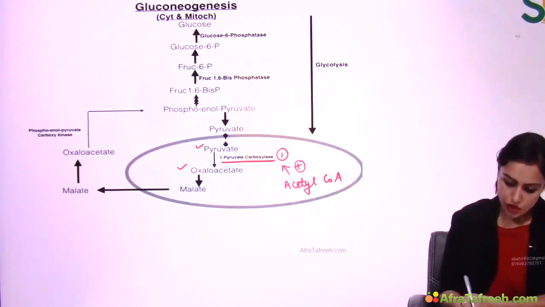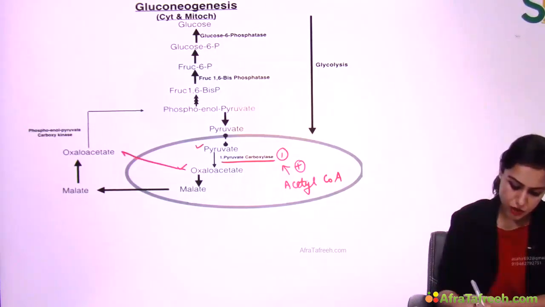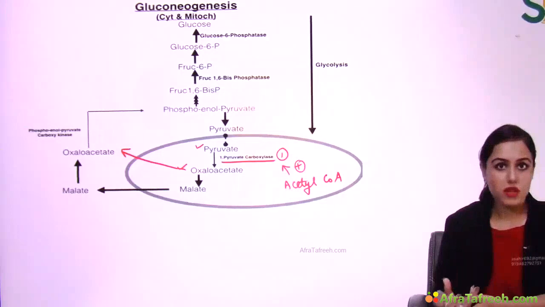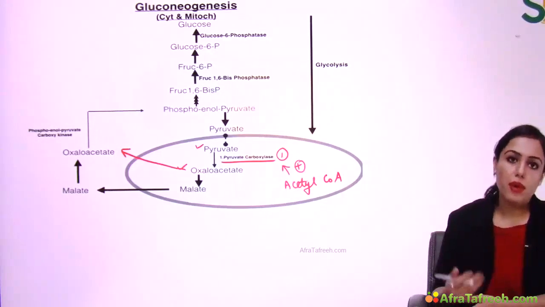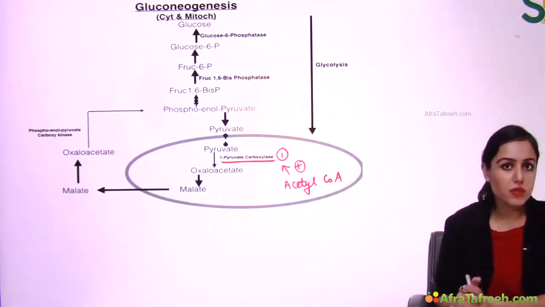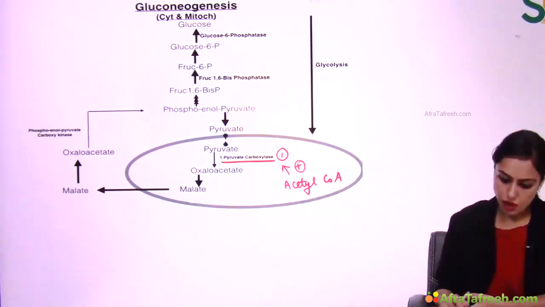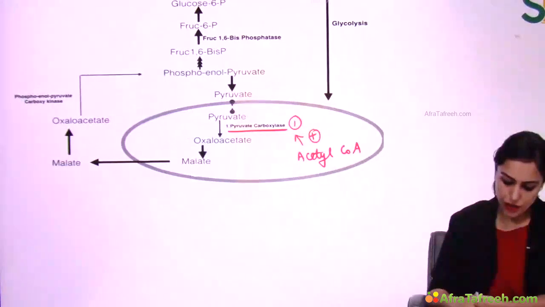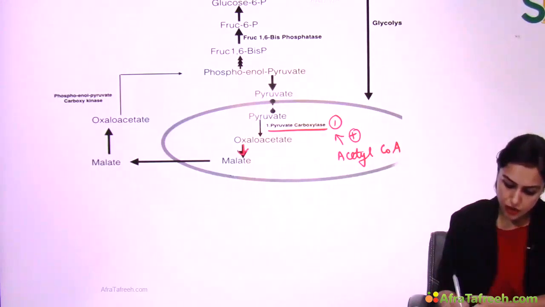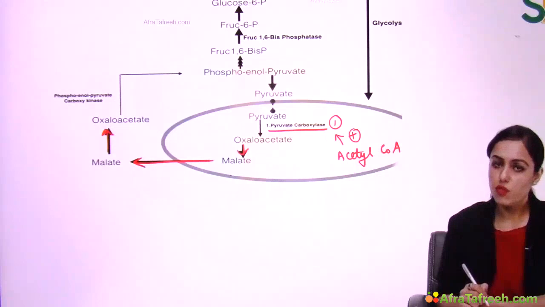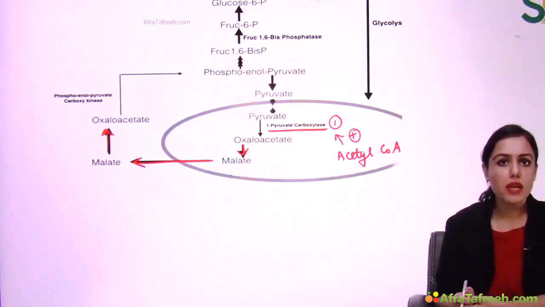Now, oxaloacetate is formed. Now, oxaloacetate has to come out in cytoplasm because other steps will occur in cytoplasm. But oxaloacetate cannot cross the mitochondrial membrane. So here it will take the help of malate, that is, oxaloacetate will form malate. Malate can cross the mitochondrial membrane. In cytoplasm again oxaloacetate is formed. So we are taking the help of malate.